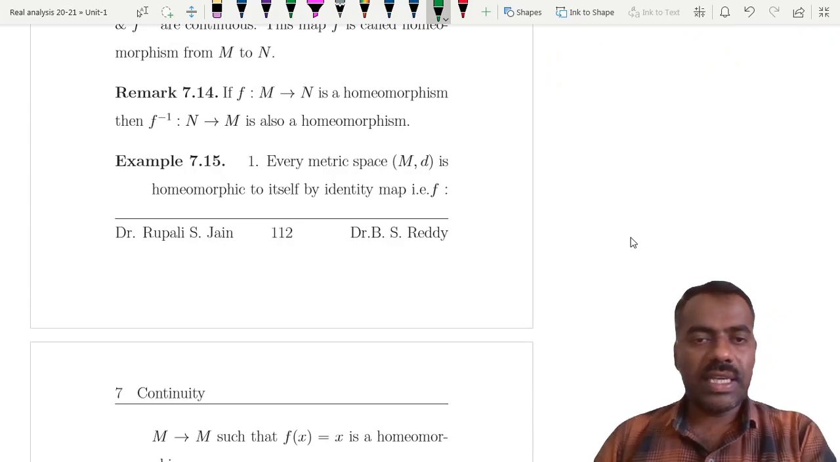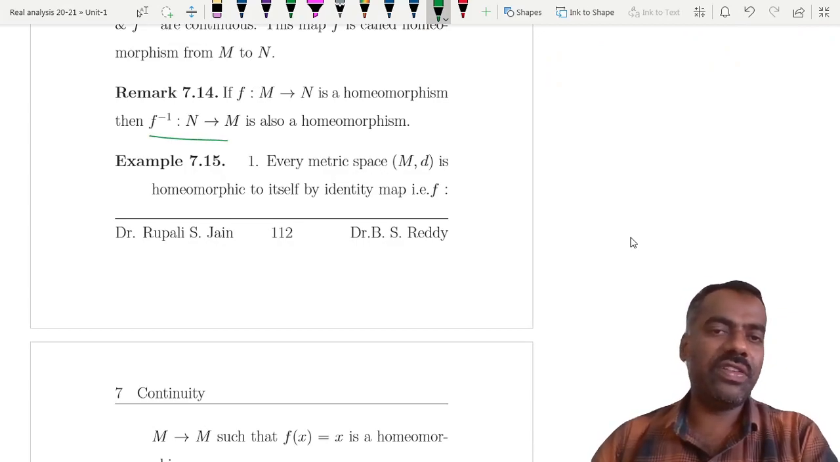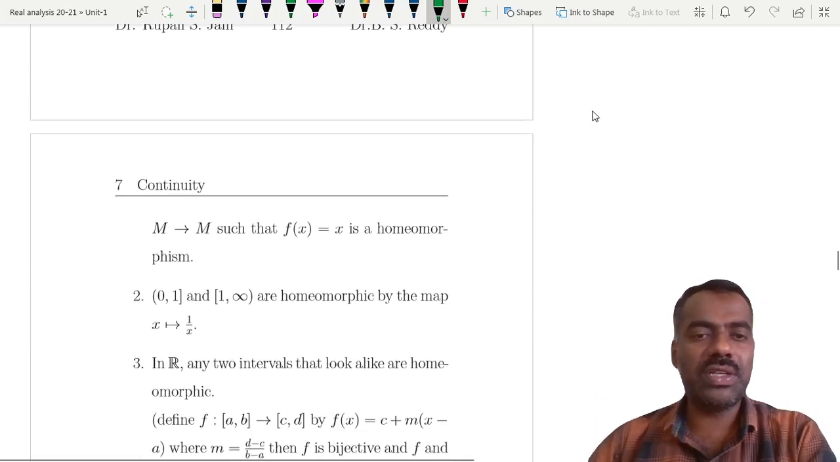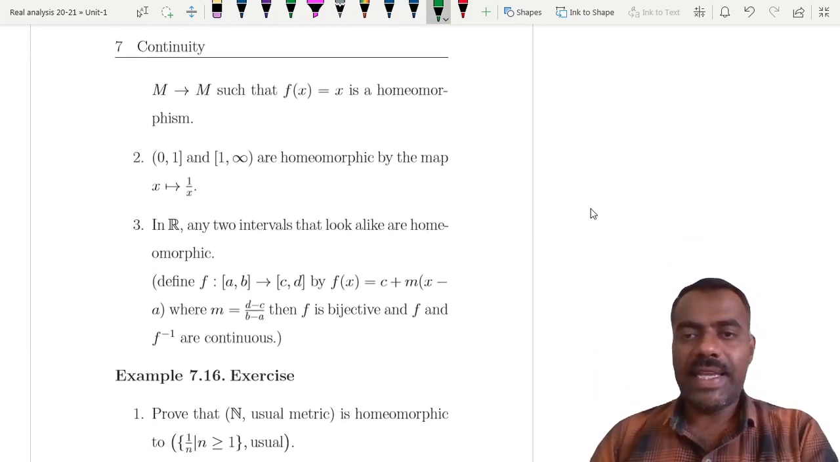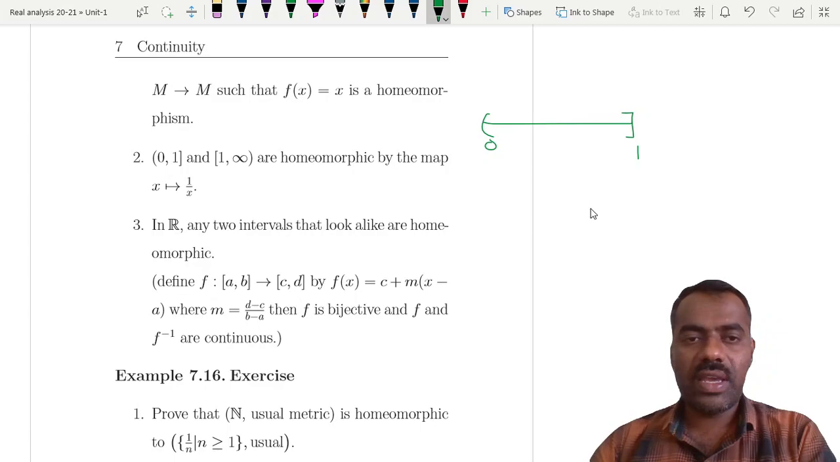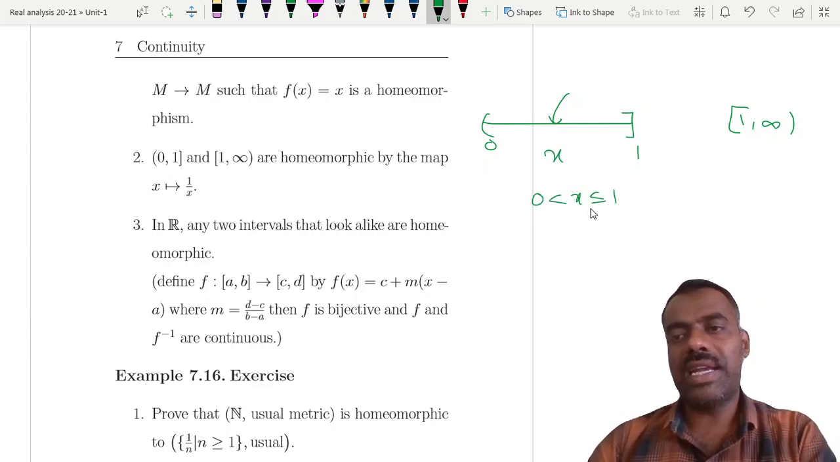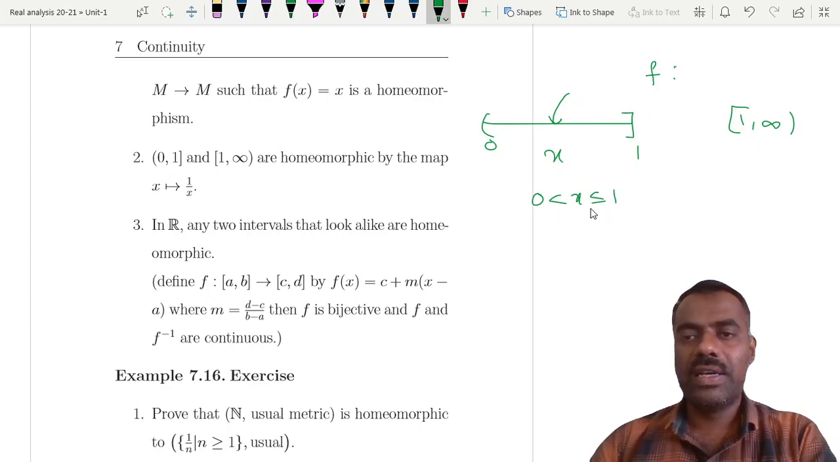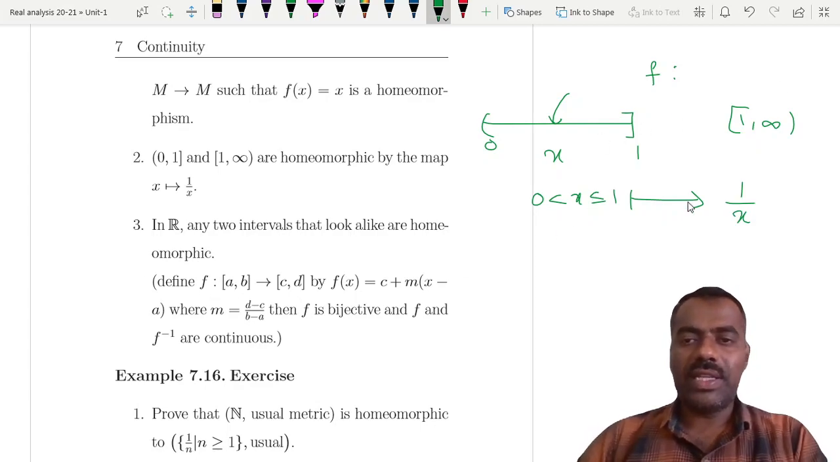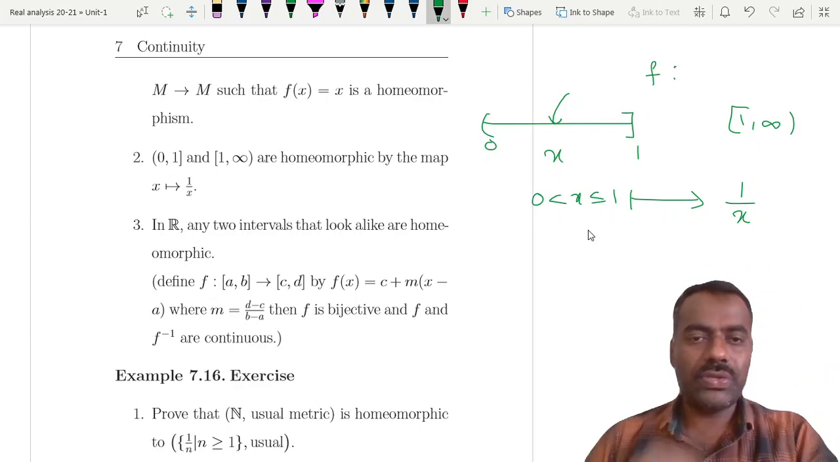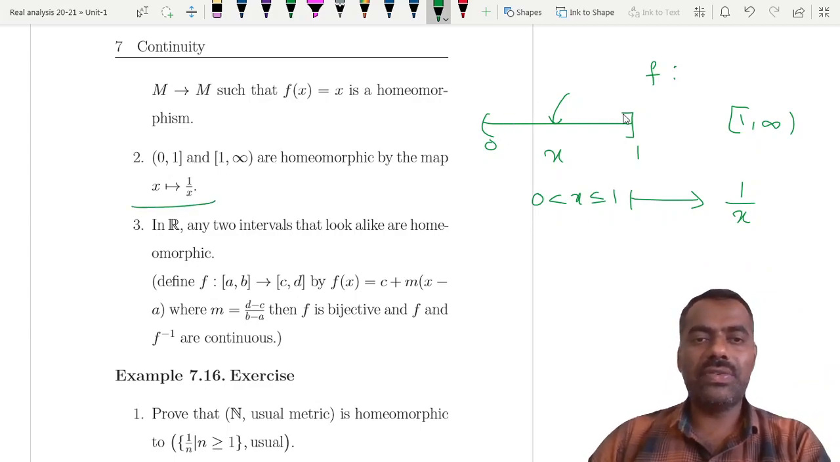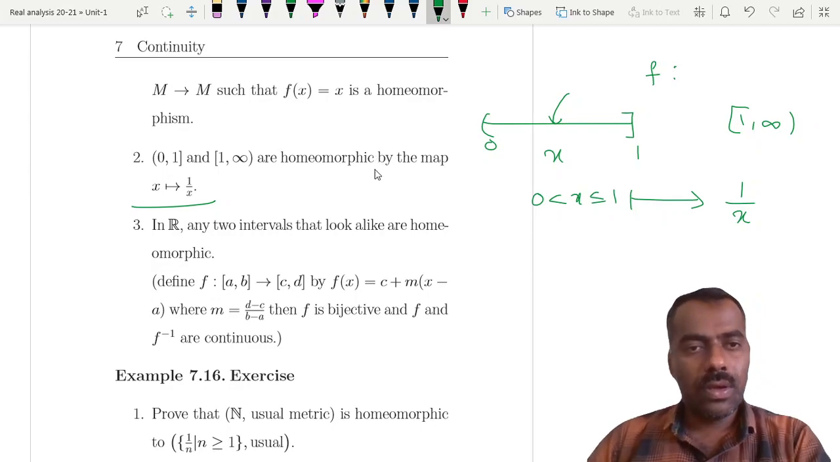You can check that if f is a homeomorphism, then obviously f inverse is also a homeomorphism. Every metric space is homeomorphic to itself, right? Take this interval, 0 closed and 1 open, and the other one you can take 1 to infinity. Take any point x here. Then how can we send it here? What should be your f such that this x can be sent here? Obviously 1 by x, if we take, then you can check that it is a bijective map, continuous, and so on. So sending x to 1 by x gives a homeomorphism between (0,1] and [1, infinity).